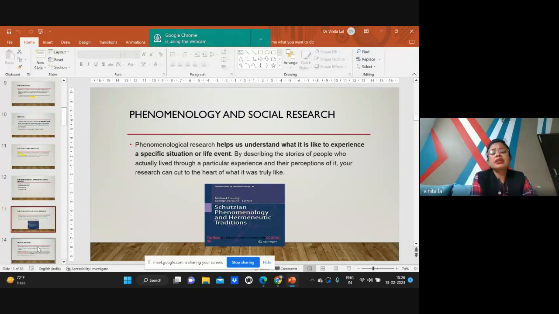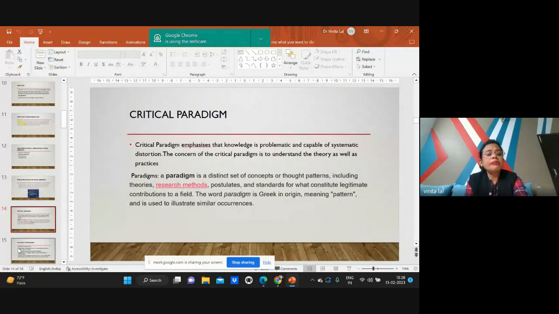I am not going to elaborate on this, and if you want to read more about phenomenology, you can read this book, Schutz, Phenomenology and Hermeneutics Traditions. Now come to the critical paradigm.